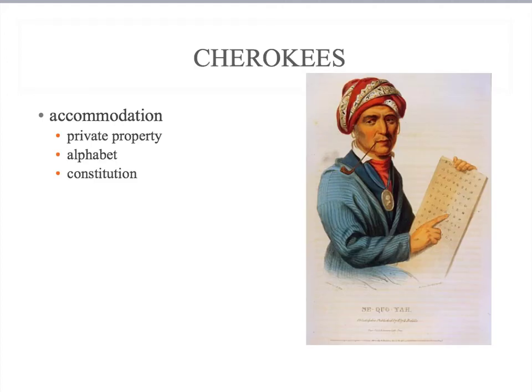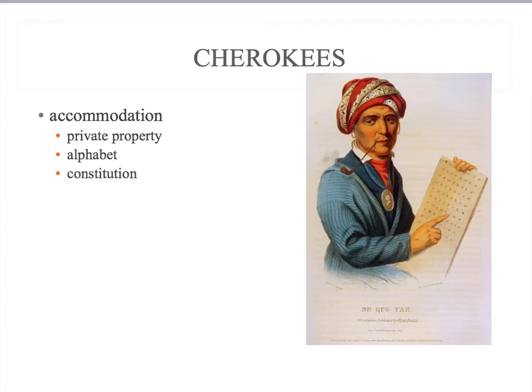The group that we're going to focus on with Indian removal is the Cherokees, because they went about trying to keep their land in a couple of ways. The first thing they did was a process called accommodation, which means they started accommodating the white settlers and the American government by instituting the practice of private property, which was a little bit more in line with the American concept of it. Two, they instituted their own alphabet. And third, they wrote their own constitution. So they tried to do this in a legal, accommodating way to the government.